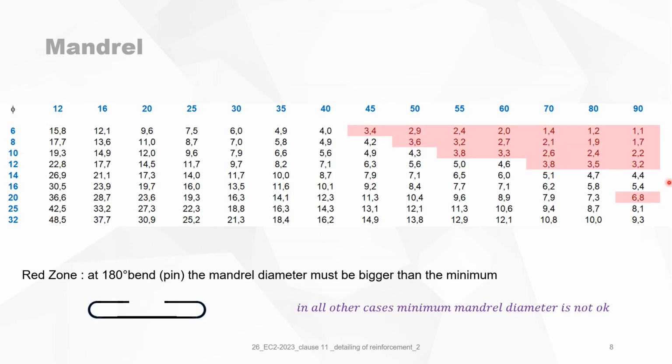Again, we can put it into a table where the red zone is where the mandrel diameter must be bigger than the minimum, of course. Here it should be stated above 16, here it should be stated 4, and this would be 7 instead of 6.8. In all the other zones of the table, you will see that you need a bigger mandrel diameter than the minimum one.